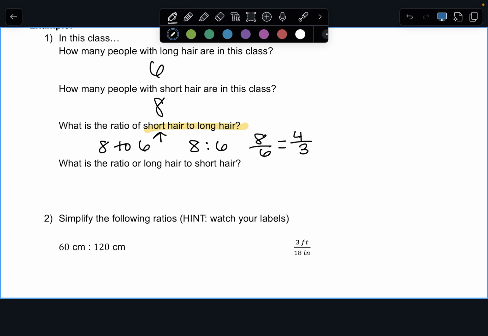But then if we wanted to write the ratio of long hair to short hair, what should go first, long or short? Long. So we're just going to switch all of these ratios: 6 to 8, or 6 over 8, or 3/4. So this was just to point out that the order of these matters. The thing that's in front of the word "to" goes on the top or first.